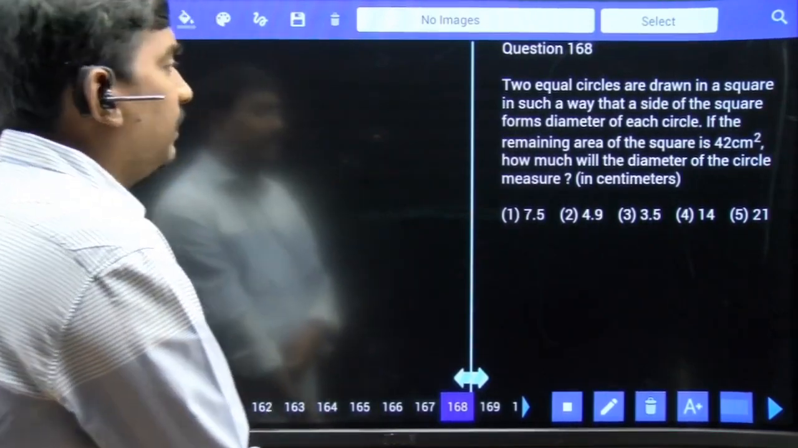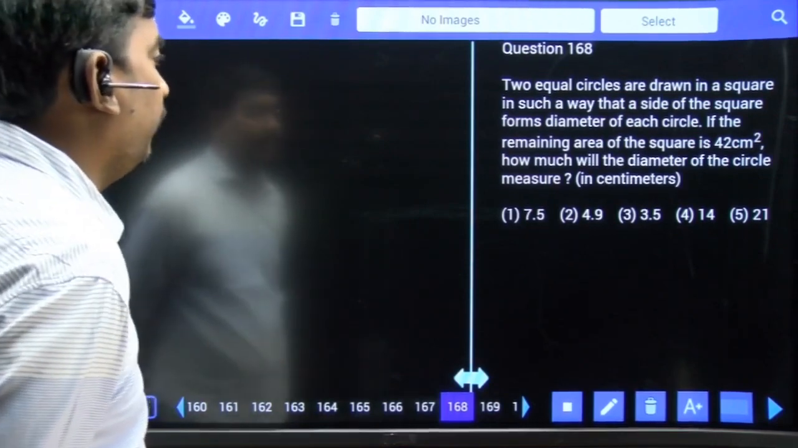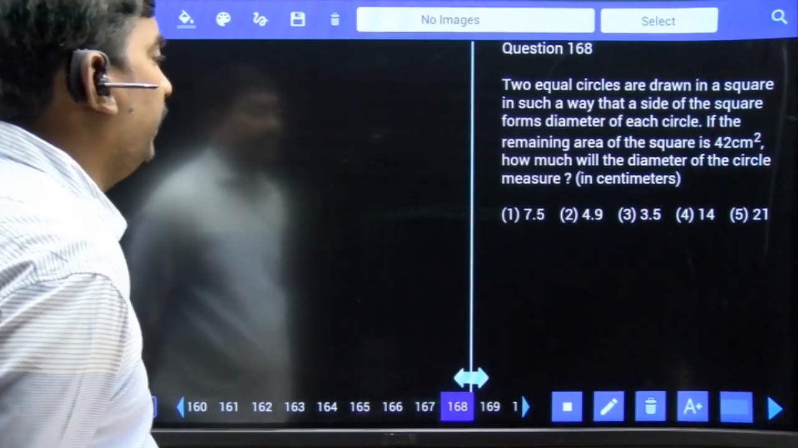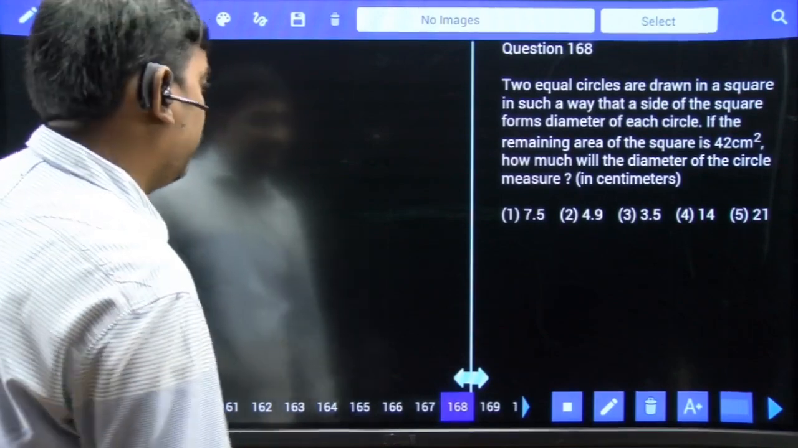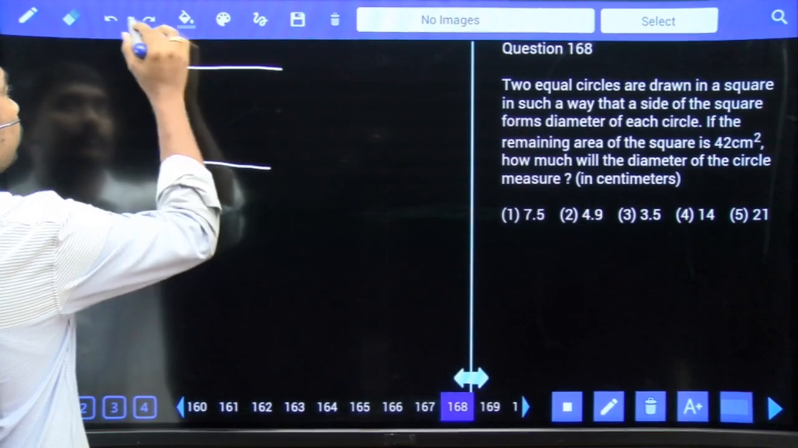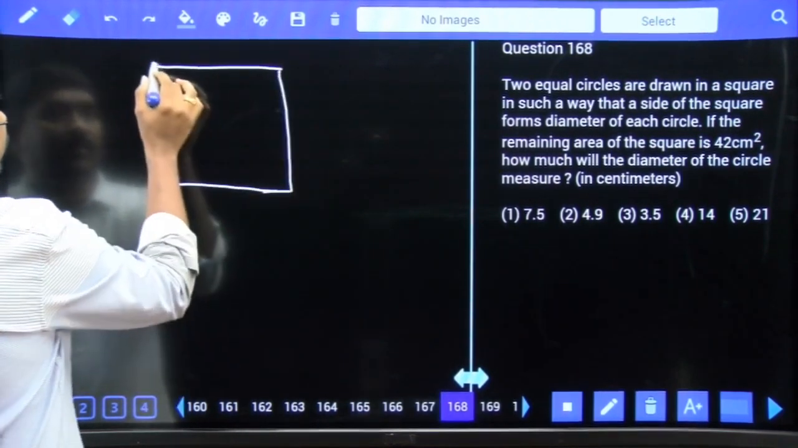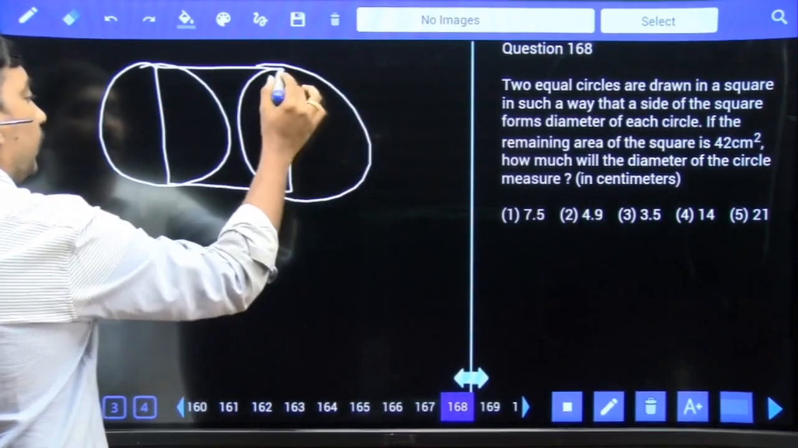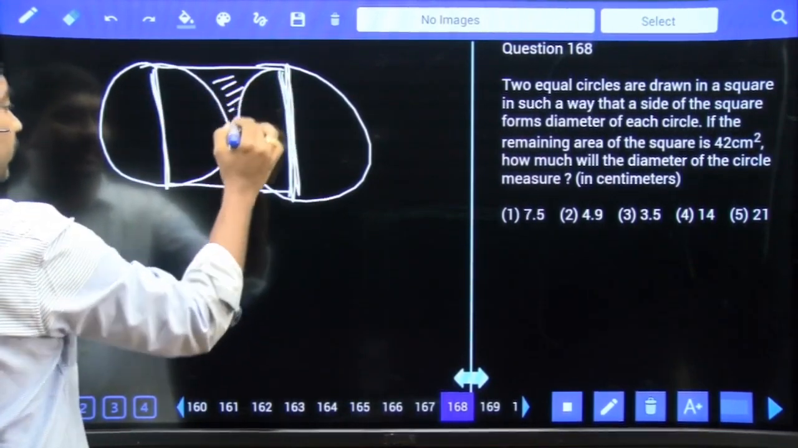Two equal circles are drawn in a square in such a way that the side of the square forms the diameter of each circle. If the remaining area of the square is 42 centimeter square, how much does the diameter of the circle measure? This is one square, with two equal circles having the side as the diameter of the circle. The remaining area is given as 42.